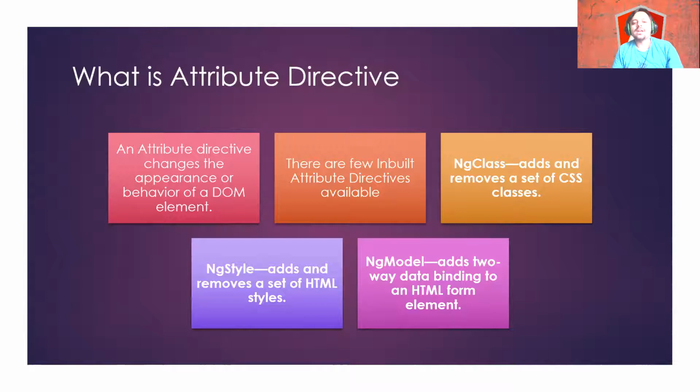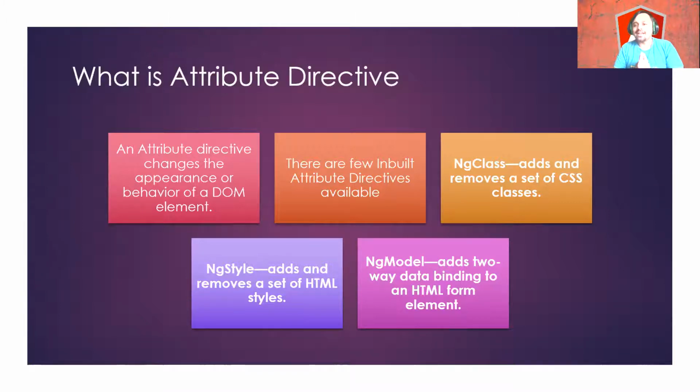Similarly, when we are trying to change the style of a DOM, then we use the NgStyle directive. It adds or removes a set of HTML styles. And there is a third one, which is also an attribute directive, which is NgModel. What is NgModel? It adds two-way data binding between your HTML form and an element.